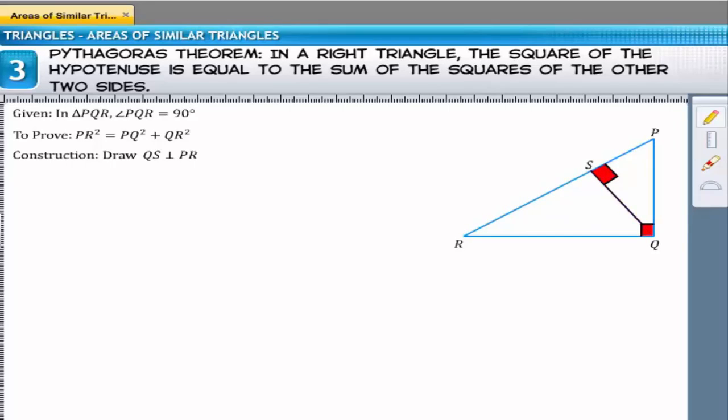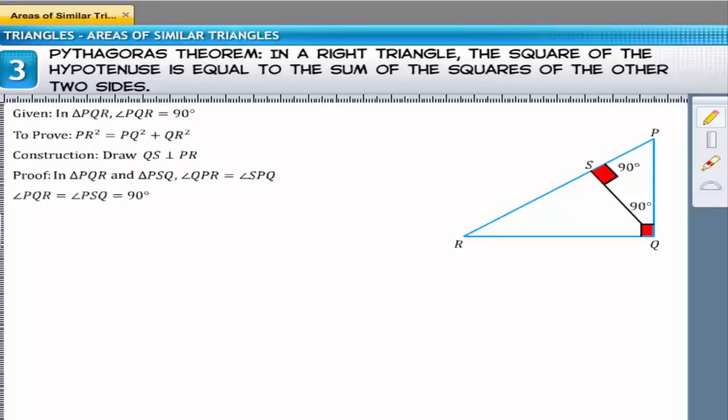Consider the triangles PQR and PSQ. Here we can see that the angle P is common to both triangles. Thus, angle QPR is equal to angle SPQ. Similarly, angle PQR is equal to angle PSQ, as both the angles are equal to 90 degrees.